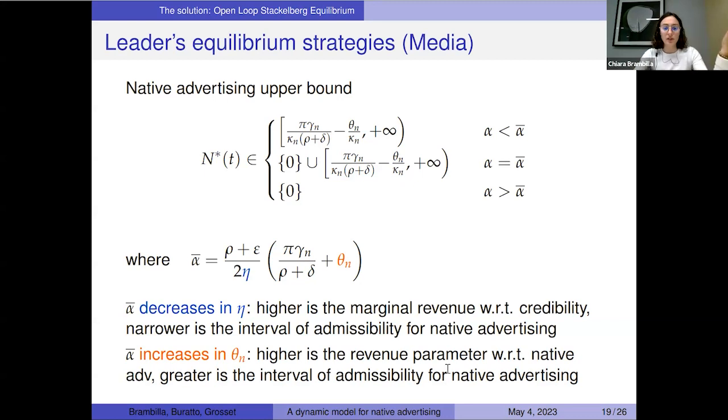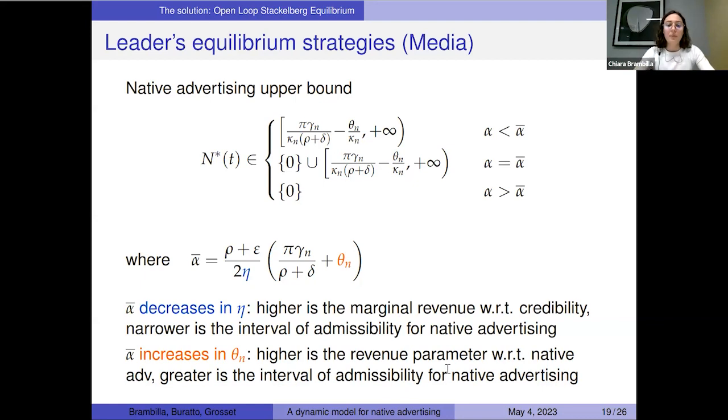While this threshold alpha bar increases in theta n, where theta n was a cost parameter for the firm investing in native advertising, so for the media outlet, theta n is a revenue parameter. And of course, it is this revenue parameter with respect to native advertising for the media outlet. The greater it is, the greater alpha bar is going to be, and the greater is also going to be the interval of admissibility for native advertising.